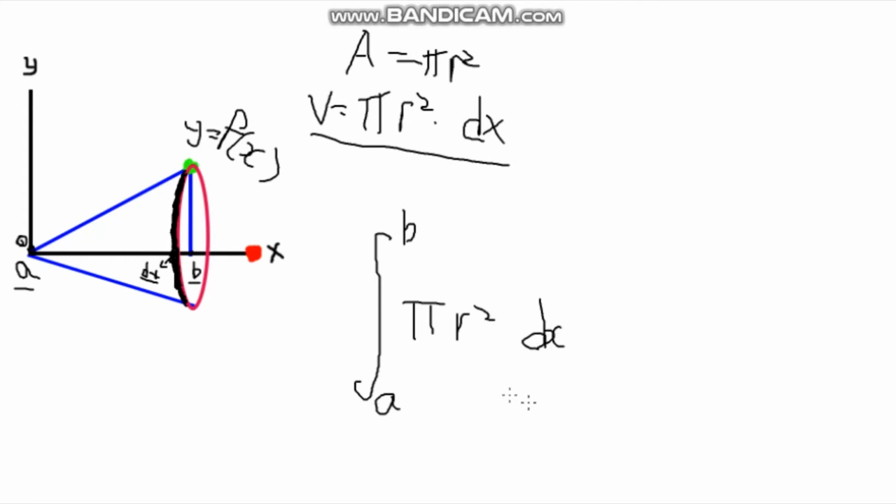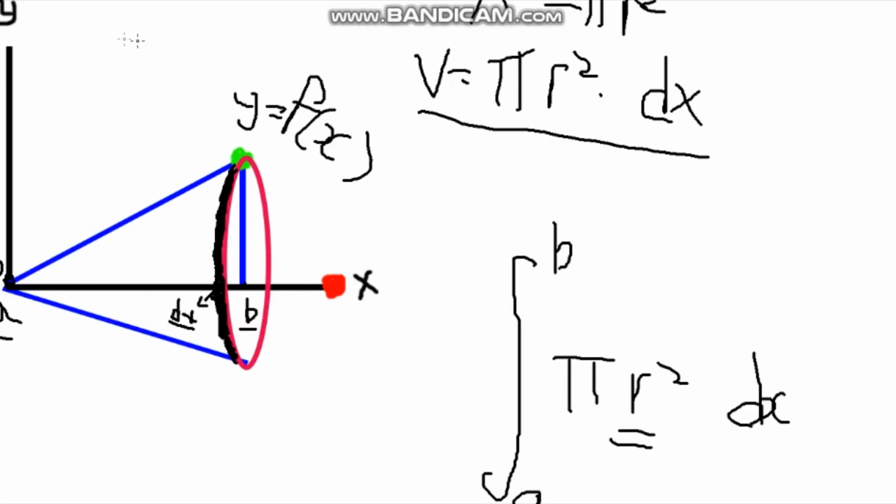But now we know that pi is a constant and r is that blue line. But what is that blue line? We'll have to integrate something at the end, because we have the integral symbol, and we'll have to replace it by those two limits. So what is r? What is the radius of that circle right here?